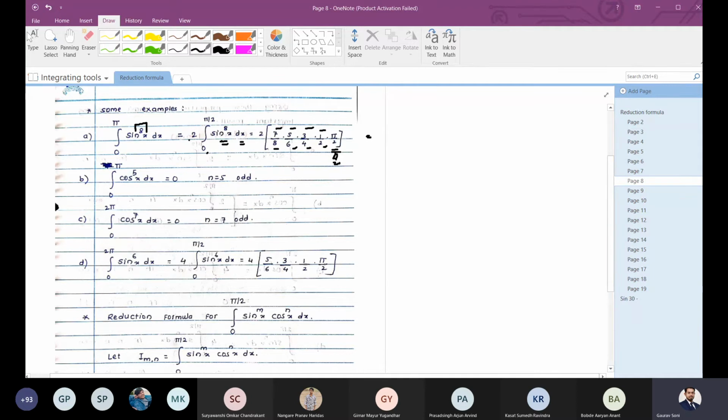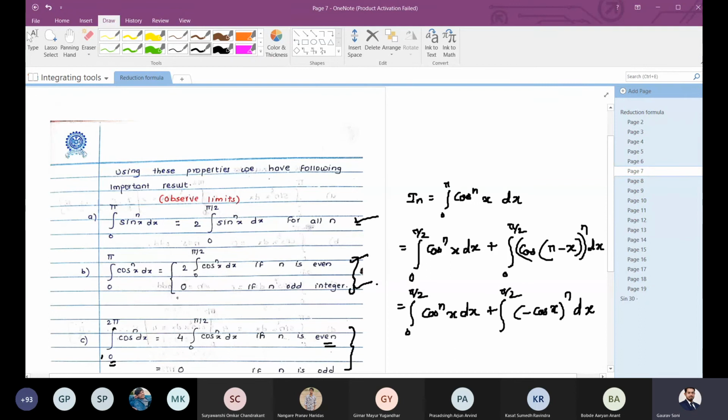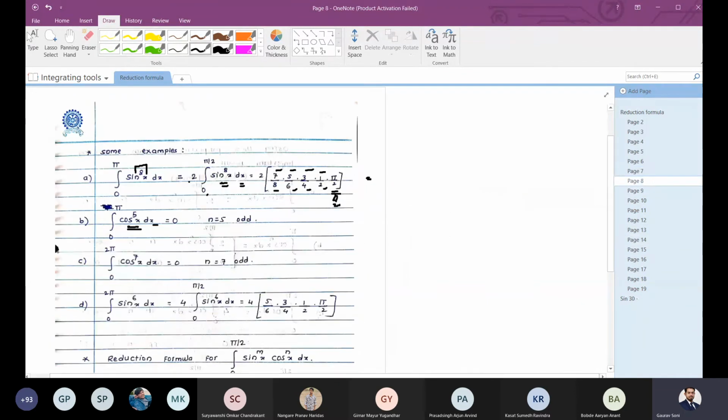Then the integral from 0 to pi of cos raised to 5 x dx. You can see that. I'll go to the previous page. The integral from 0 to pi of cos raised to n, the answer is 0 if n is odd. So using this property, 0 to pi cos raised to 5 x dx, the answer is 0.